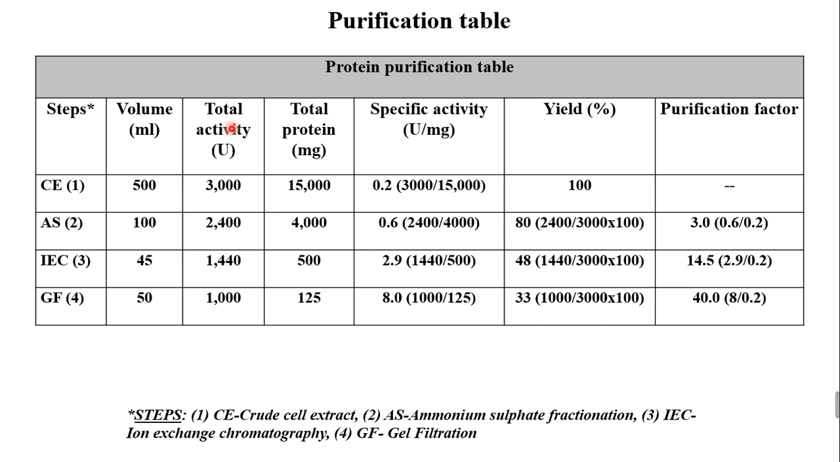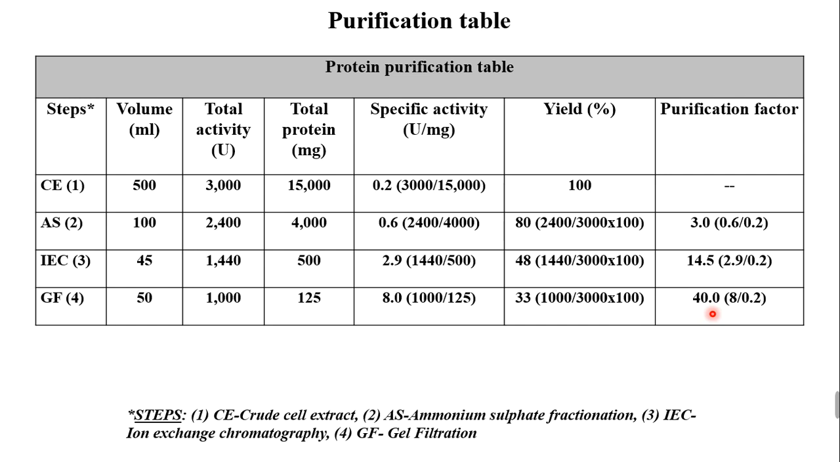The first one is total activity. Here it is 1000 and the starting material is 3000. 1000 divided by 3000 multiplied by 100, that is 33%. And the next one is the purification factor. The purification factor uses specific activity, that is 8 divided by 0.2, that is 40. So you did the purification 40 times, that is the purification fold or purification factor of 40.